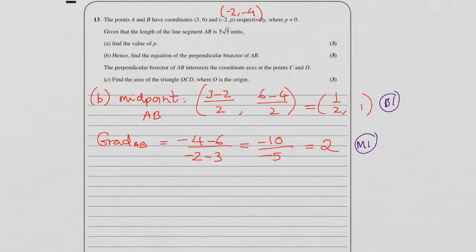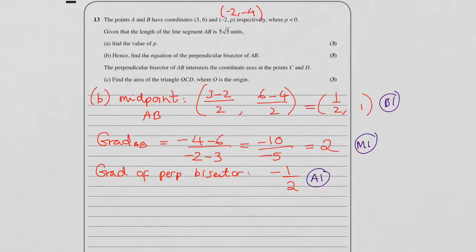But I want the gradient of the perpendicular bisector. And please notice how I'm setting this out. It's very easy for the examiner to tell what I'm doing here. So the perpendicular bisector must be minus a half because the line perpendicular to it is 2.